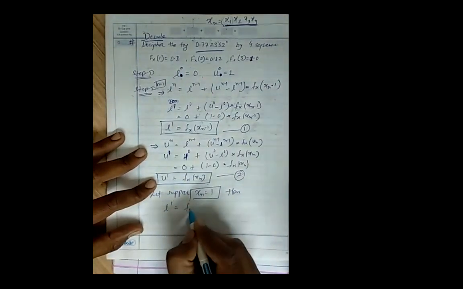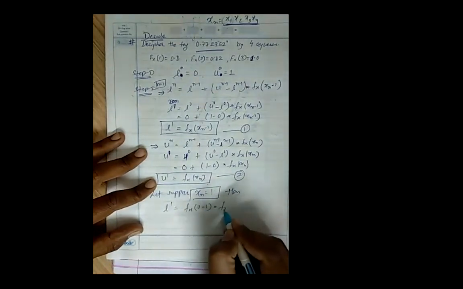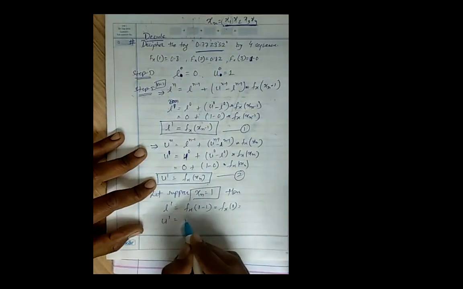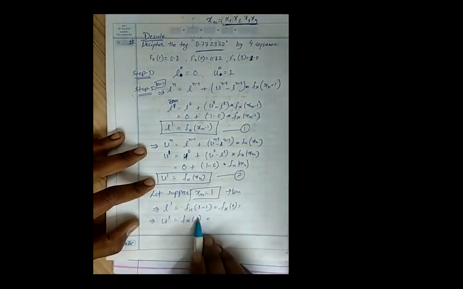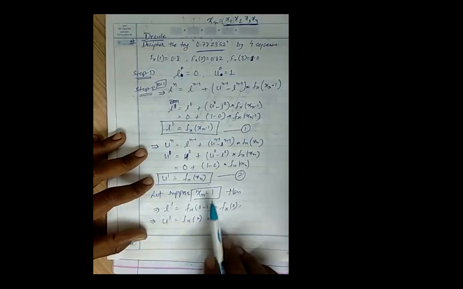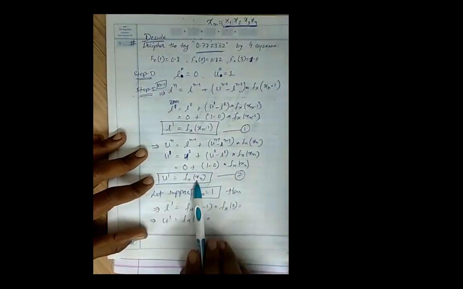It is Fx of 1 minus 1, that is Fx of 0, and U1, that is Fx of 1, and I hope it is clear. Yeah, okay, till now does anyone have any doubt? Two values are clear. We have put an assumption of xn equal to 1; when xn is 1, what are the values of L1 and U1?